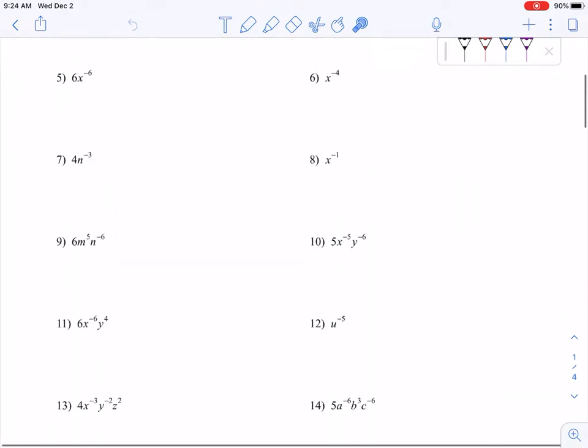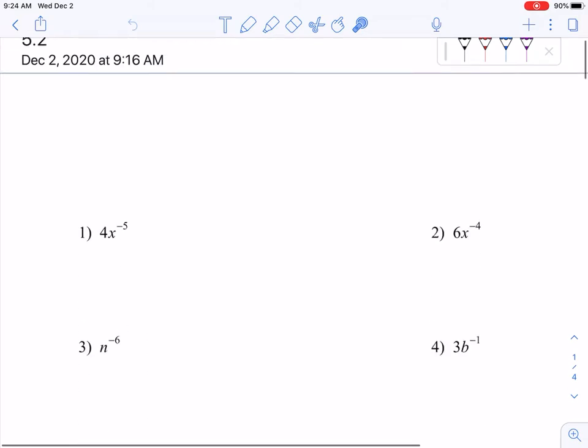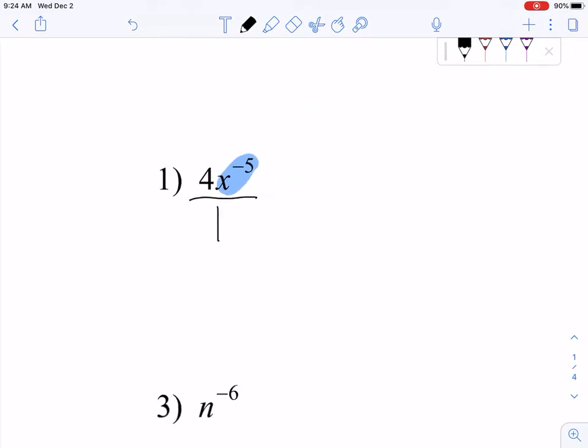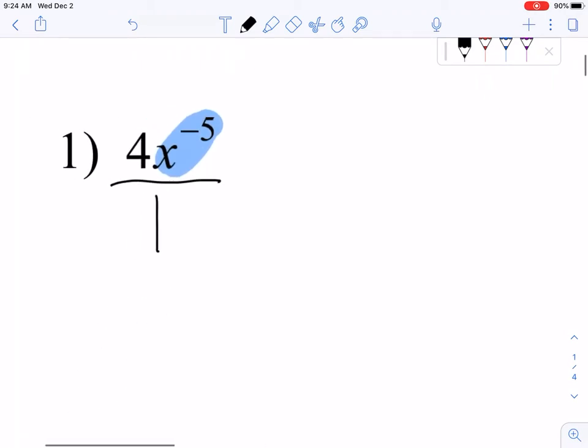If I jump down here a little bit further, 5 is its own thing. This is 5 to the first power. X to the negative fifth. So this negative 5 is only attached to the x, and y to the negative sixth is only attached to the y. And so when we have a negative exponent, it means that it is in the wrong place. So this x to the negative fifth is in the wrong place. And what I mean by that is in our fraction. So if this is all sitting over 1, any whole number or whole expression that you see, if it's not written as a fraction, it's technically sitting over 1.